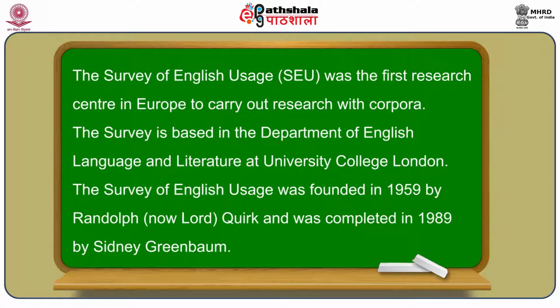The Survey of English Usage, which is known as SEU, is a project that was initiated in 1959 at the University College London, UK, under the guidance of Randall Quirk, and it was completed by Sidney Greenbaum in 1989. The SEU is made up of 200 English samples of texts. Each one of these contains 5,000 words to make a total of 1 million words.